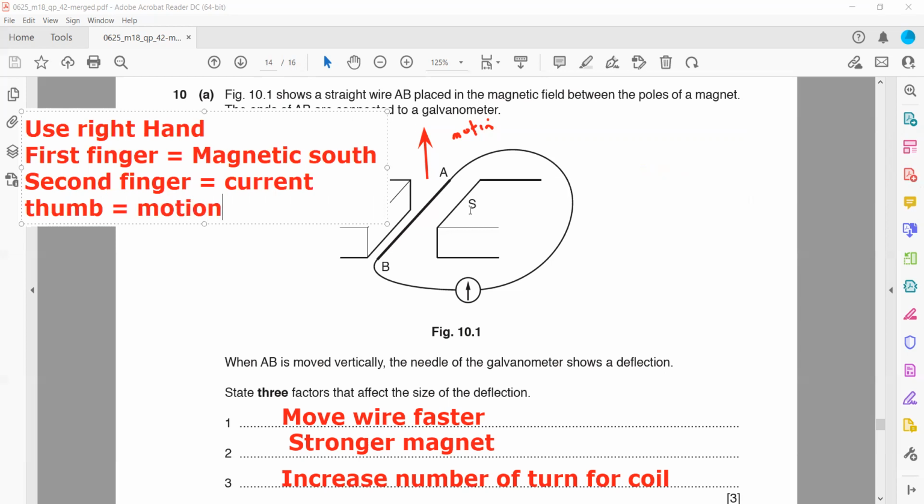So the motion is upward. I will apply my right hand rule. The first finger, the index finger, should point towards the south. My thumb should point upward. Then where the second finger is pointing, that is the current. When you apply this rule, you will find your second finger is pointing in this manner, so this is how the current is moving in the wire. Is it clear how we work out the direction of the current by using Fleming's right hand rule?